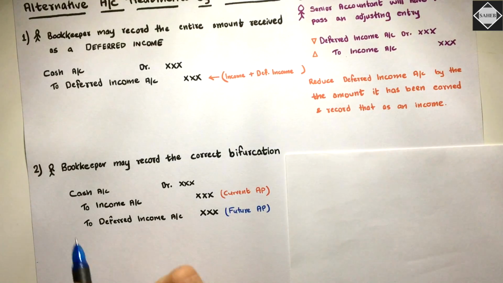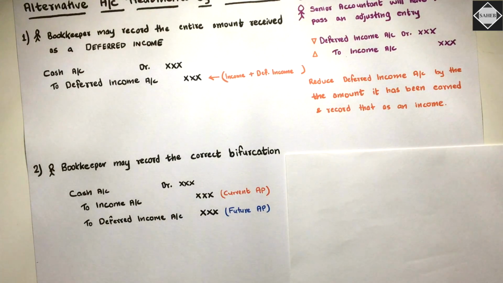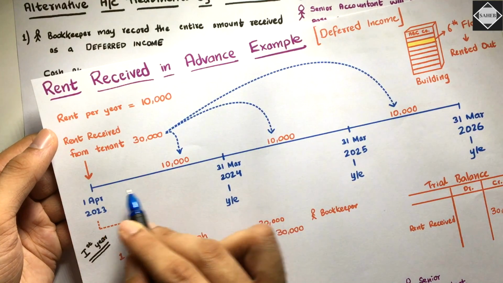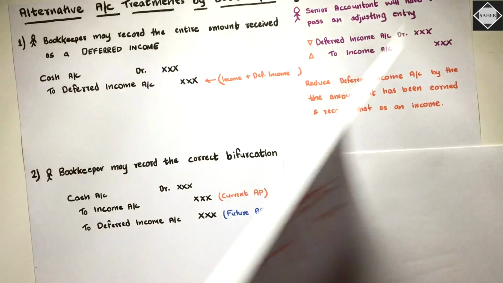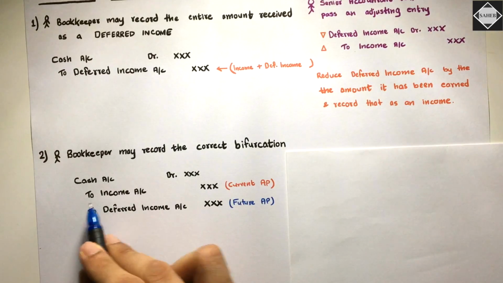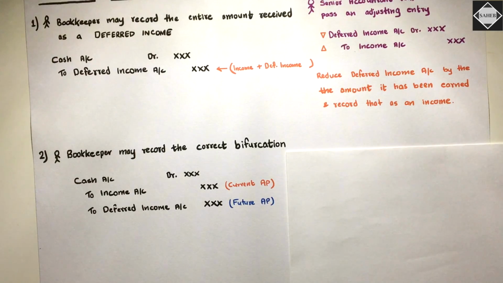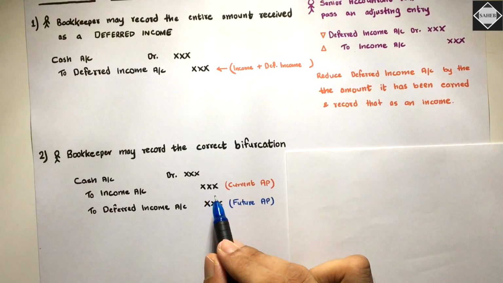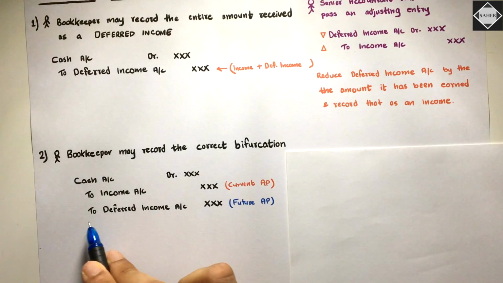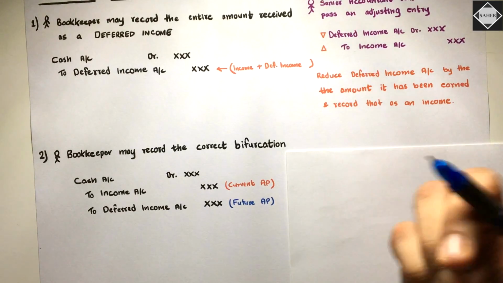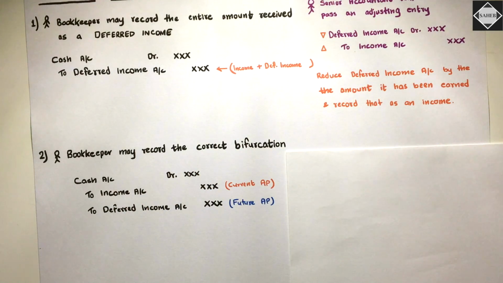He will say, 30,000 we have received, fine, cash account debit. That's correct. But he will do the estimation of how much will be our income by the end of the first accounting period. He will say 10,000 will be our income, so to income account 10,000. Correctly, he will record the income of 10,000, which relates to the current accounting period and for which we have provided the service. And then the remaining part relates to future accounting periods, for which we have not provided any goods or services, which we have to provide.